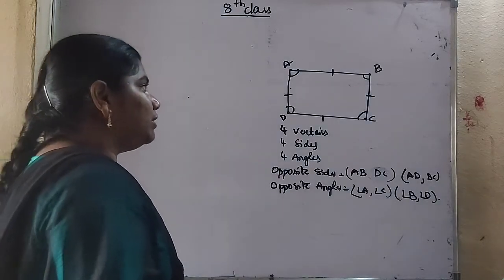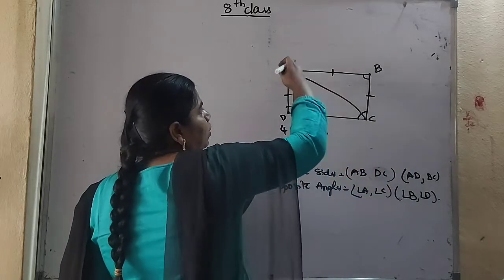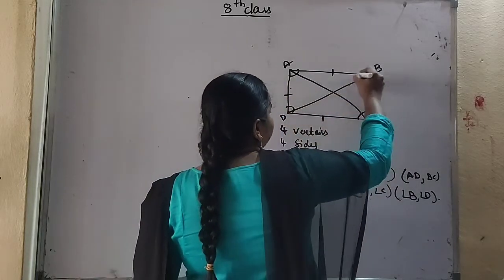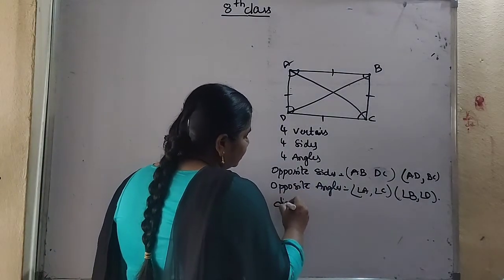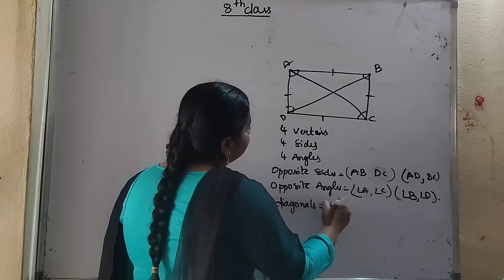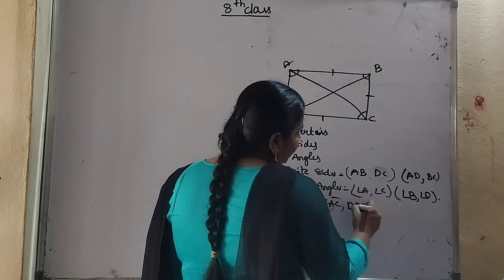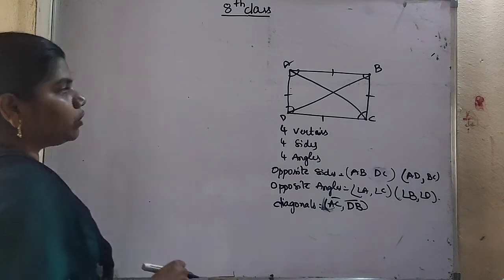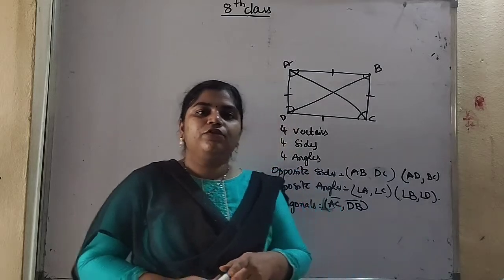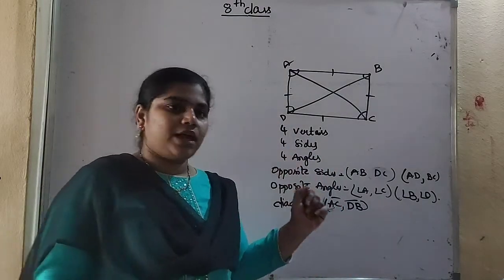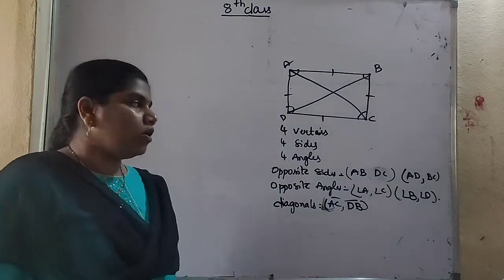And we have two diagonals in that. What are diagonals? If you join the opposite vertices with a line segment, that forms a diagonal. So how many diagonals are there? Total two diagonals. The diagonals are line segment AC and line segment DB. So these two are diagonals of a quadrilateral. In every quadrilateral you will see four vertices, four sides, four angles, opposite sides, opposite angles and diagonals. So these are the parts of the quadrilateral.